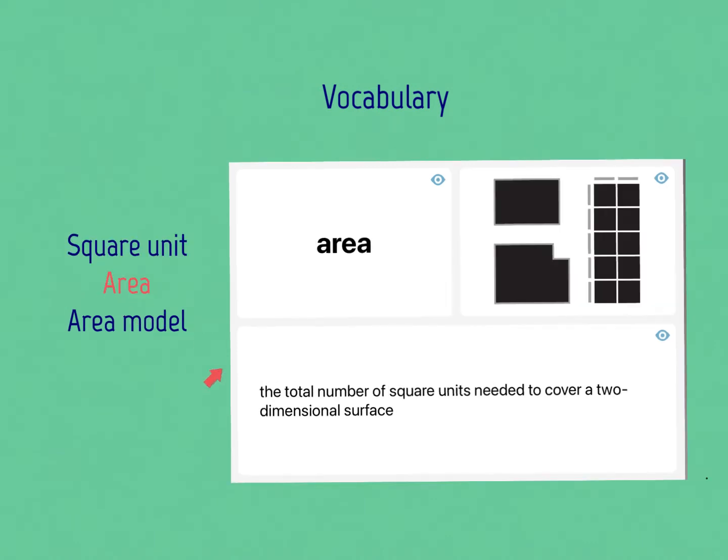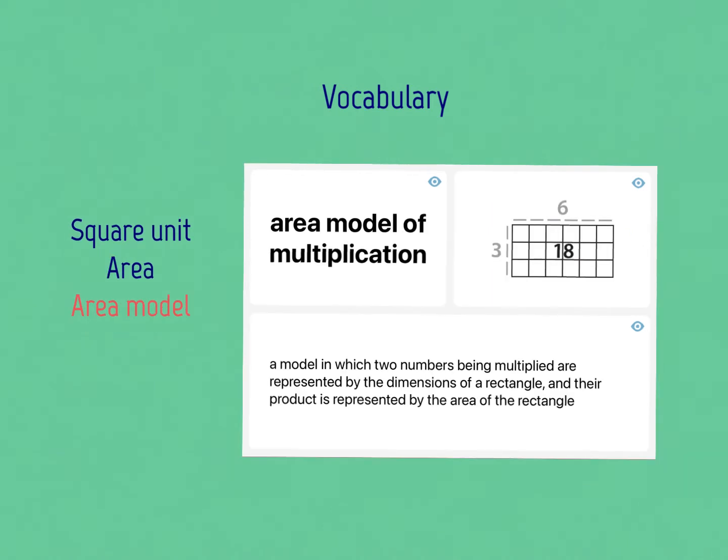And area is the total number of square units needed to cover a two-dimensional surface. In this first example, we have 1, 2, 3, 4, 5, 6, 7, 8, 9, 10 square units is the area of this rectangle. Our last word is area model, which is a model in which two numbers being multiplied are represented by the dimensions of a rectangle, and their product is represented by the area of the rectangle.